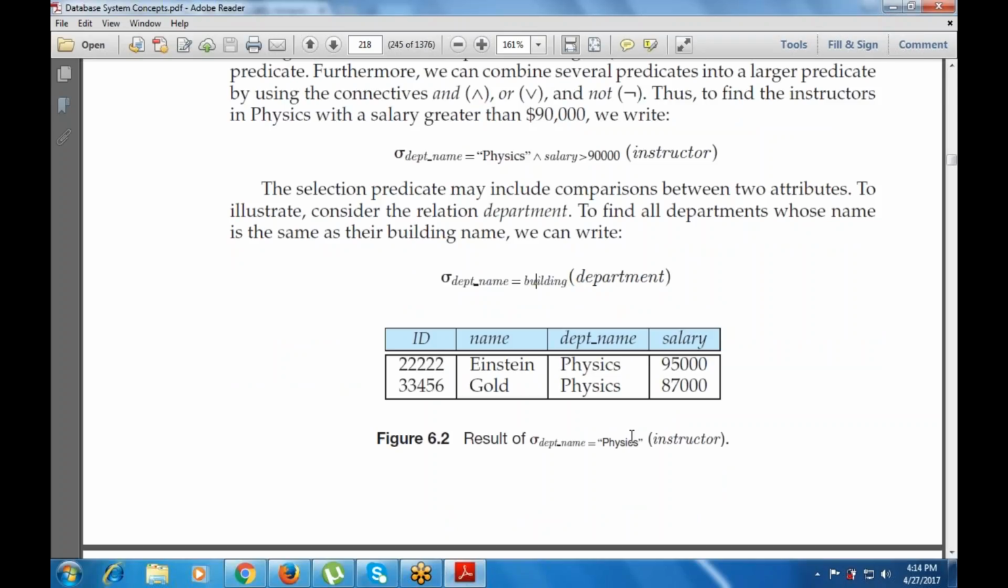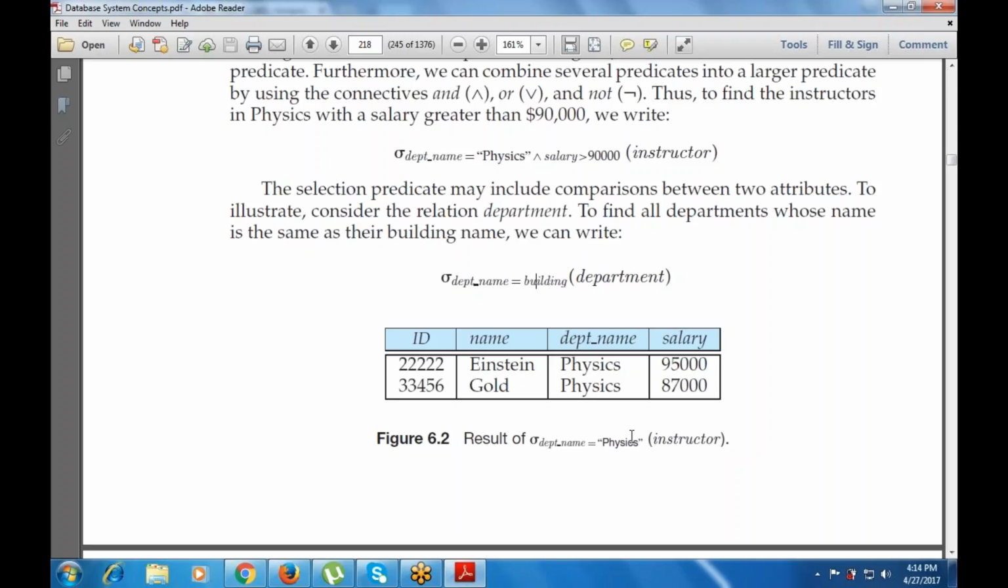Your first query is department name is physics or salary is greater than 90,000. That means either department name is physics, or the salary is greater than 90,000. If either one of the conditions is fulfilled, then the output will be displayed. I said either because this is an or. If it is an and, that means it's mandatory to satisfy both the conditions. But in case of or, it is either this or that.